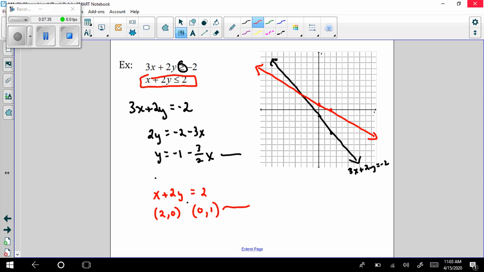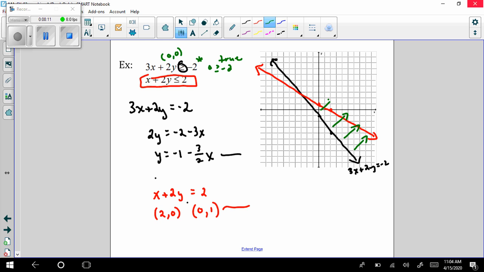All right, so I should have probably determined my shading before I drew that second line. So I'll go to a different color. On this one, the first one right here, neither one of those lines go through 0, 0. So 0, 0 is a good test point. If I plug 0, 0 in here, I get 0 greater than or equal to -2, and I know that's true. So for that black line, I would be shading this side.